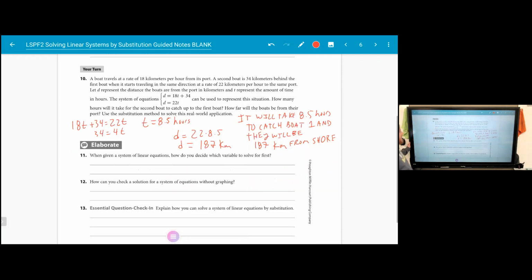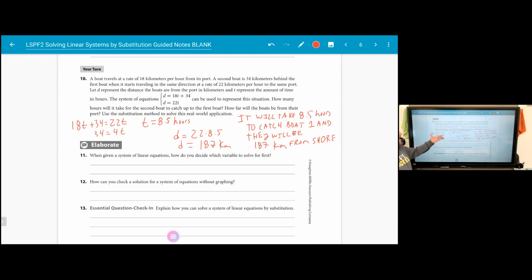So in the your turn, we've got this boat. One boat travels at a rate of 18 kilometers per hour from its port. A second boat is 34 kilometers behind the first boat when it starts traveling in the same direction at a rate of 22 kilometers per hour to the same port. Let D represent the distance the boats are from the port in kilometers. So that's nice, we've got that one. T represents the amount of time. And what we do is we find this.